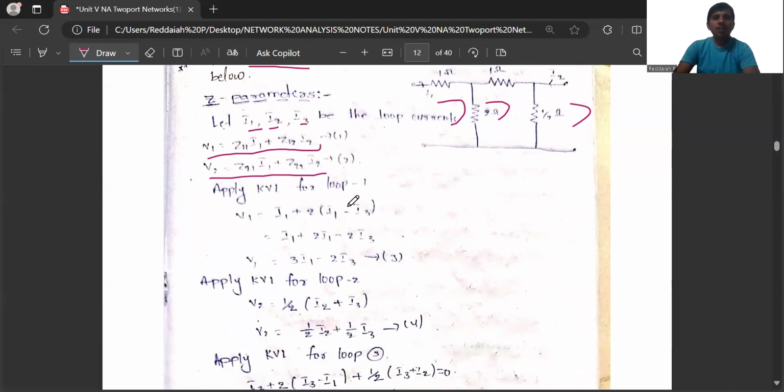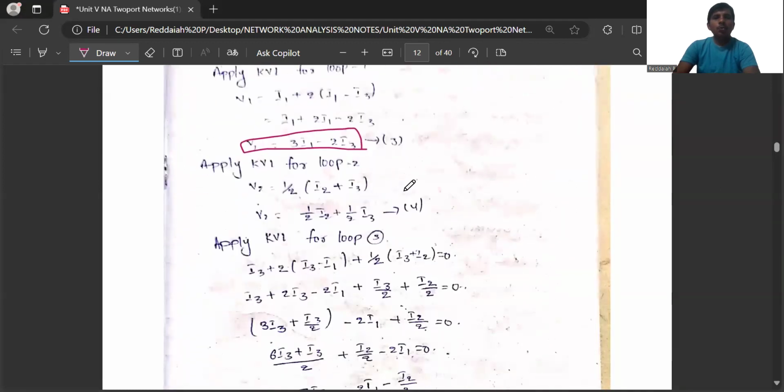Apply KVL for loop 1. If you apply KVL for loop 1, V1 equal to I1 plus 2 into (I1 minus I3), because this direction is opposite, so you assume minus I3. You will get V1 equal to 3I1 minus 2I3. Make it as equation number 3.